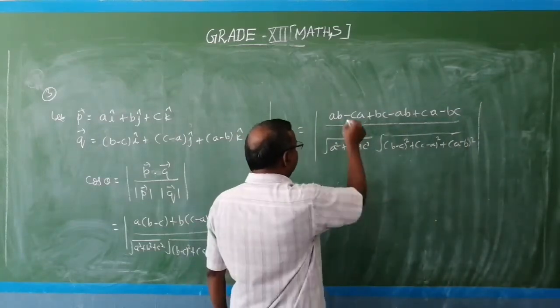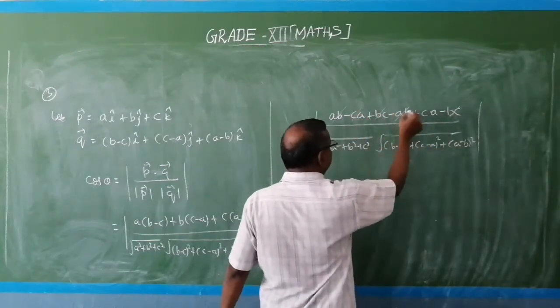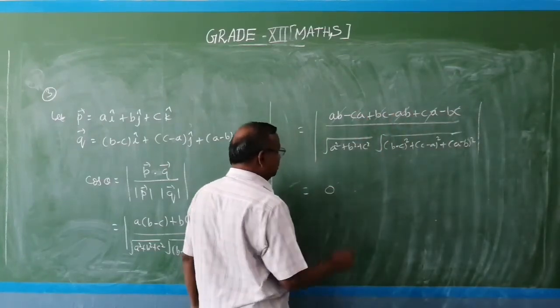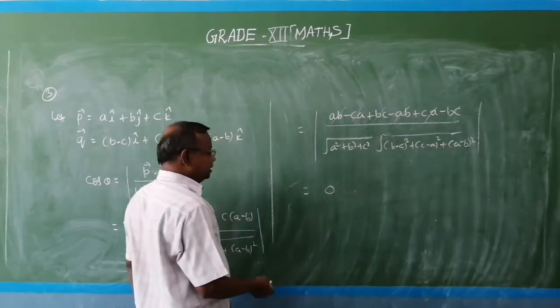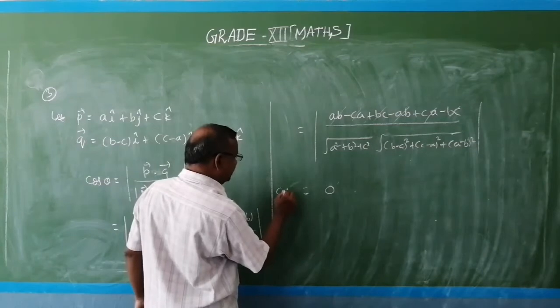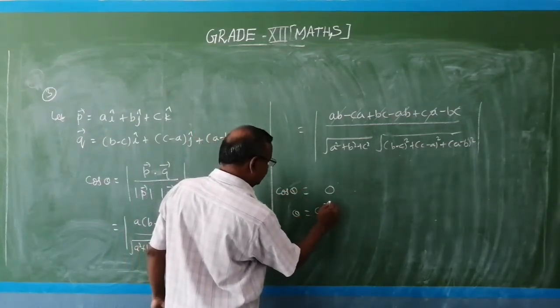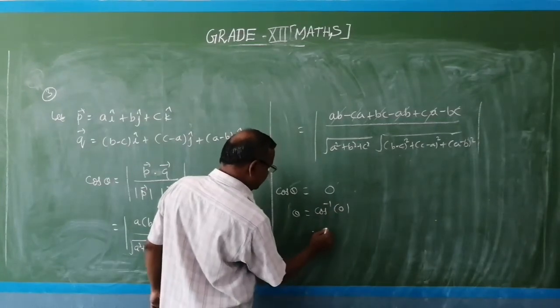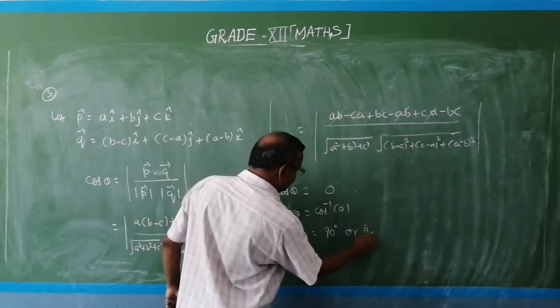Now consider the numerator: ab minus ac plus bc minus ab plus ca minus bc, that is ab minus ab plus bc minus bc minus ca plus ca, equal to 0. The numerator is 0, therefore the entire ratio is 0. Now cos theta equal to 0, therefore theta equals cos inverse of 0, that is the angle is either 90 degrees or pi by 2.